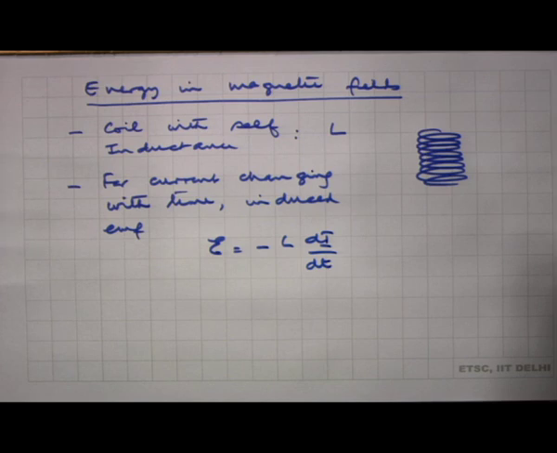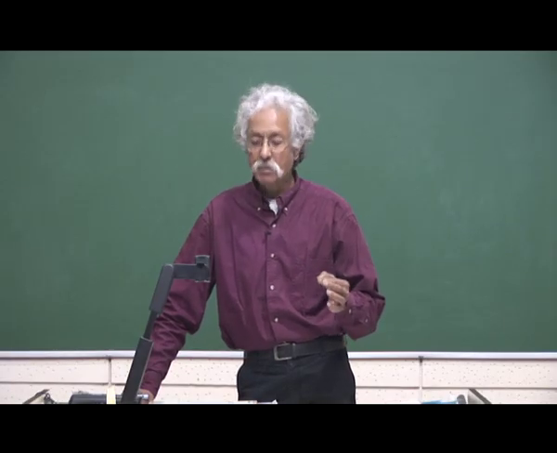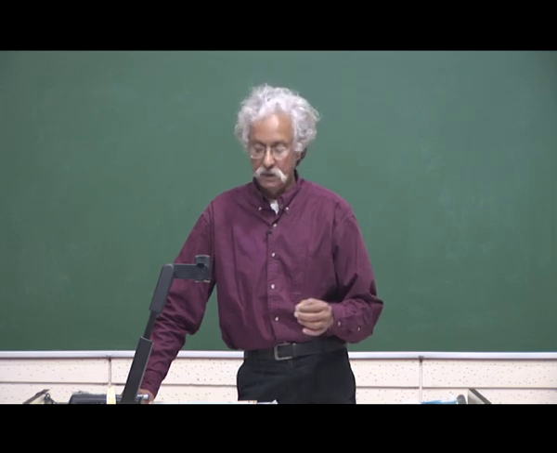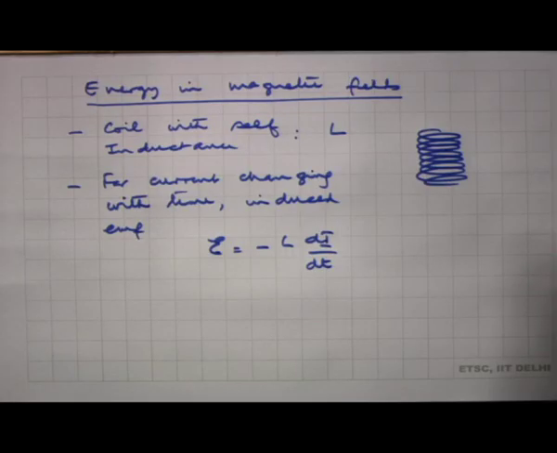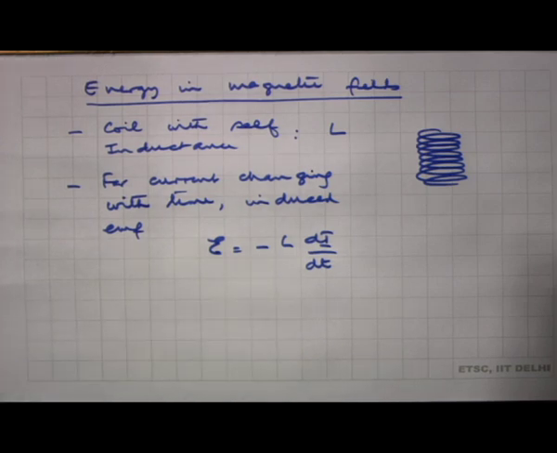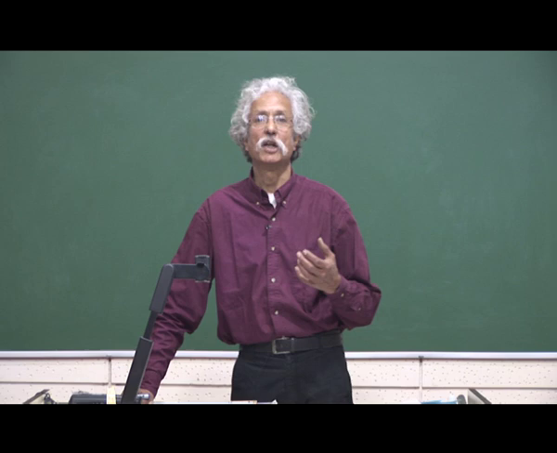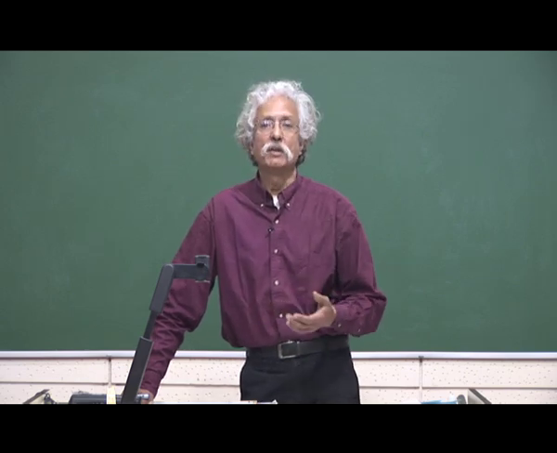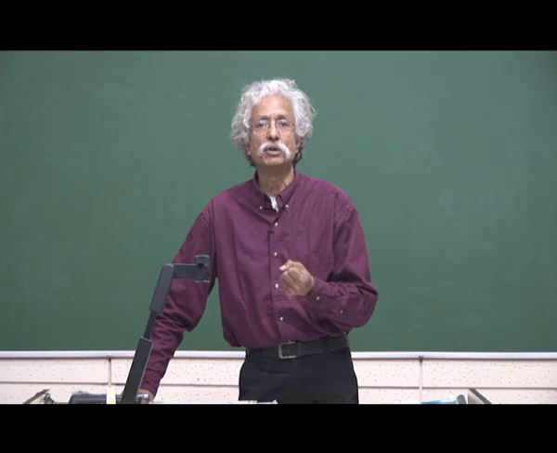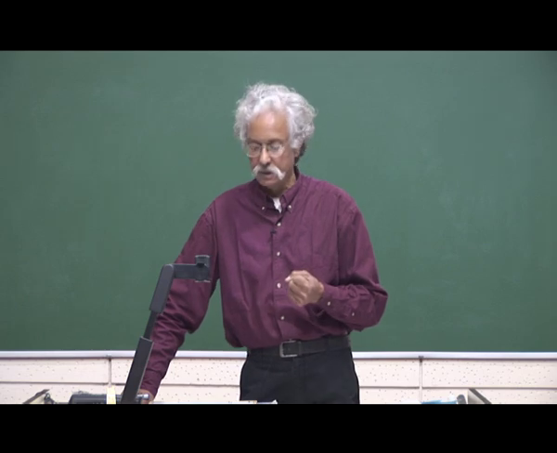L times I is the flux, where L is the self inductance. So, minus L di by dt, which is minus d phi by dt, is nothing but the induced EMF. As I have been discussing, the minus sign reflects the fact that it is trying to oppose any changes in the magnetic flux. When you try to increase the current, there is an opposition to the increase. When you try to decrease the current, there is an opposition to the decrease.